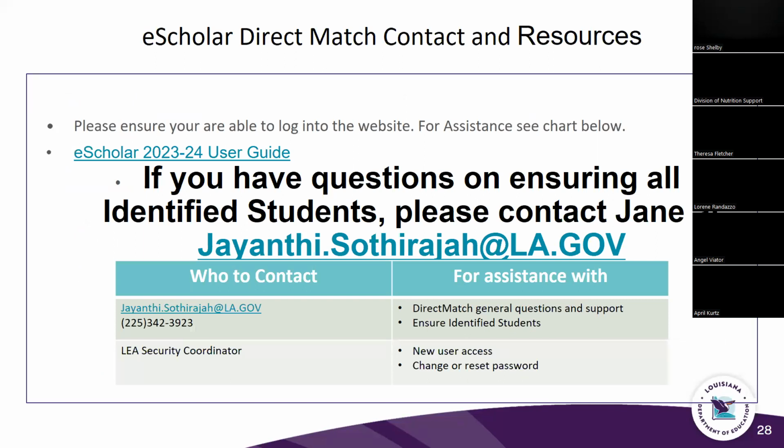All right. So eScholar Direct Match contact and resources. Please ensure you're able to log into the website. For assistance, see the chart below. If you have any questions on ensuring all identified students, please contact Jane at her email listed here. Also, phone number for the department provided. But if you have any issues like needing new user access or to change or reset the password, please reach out to your local education agency security coordinator.